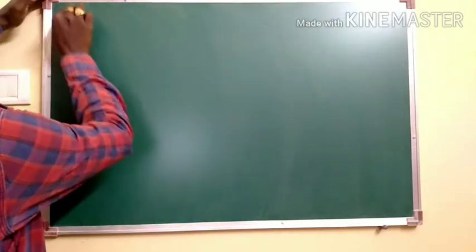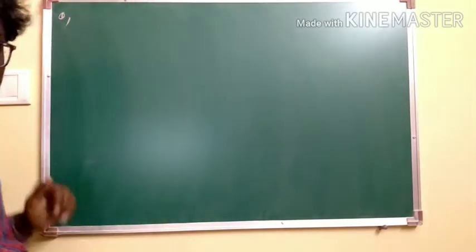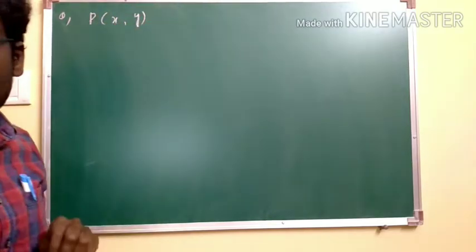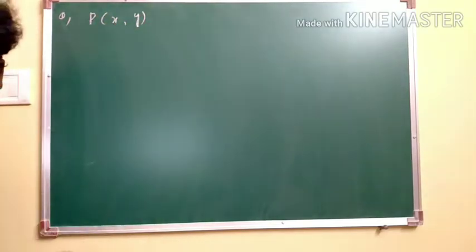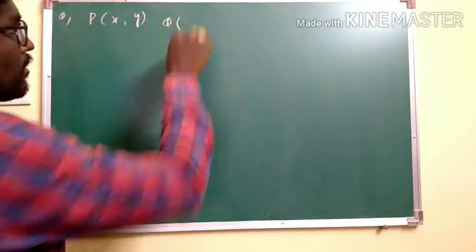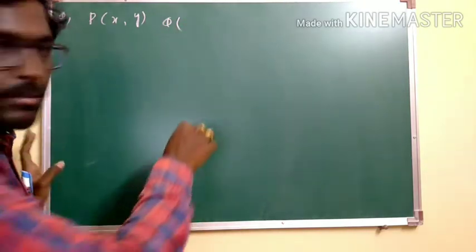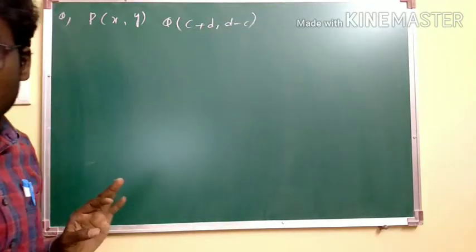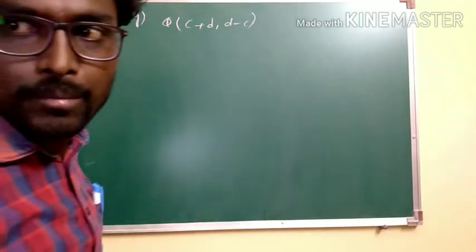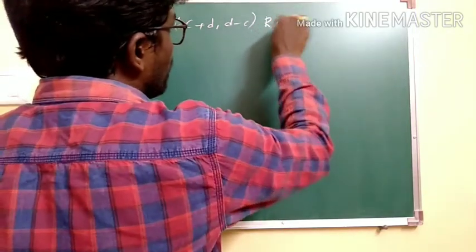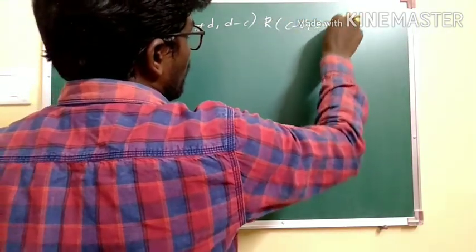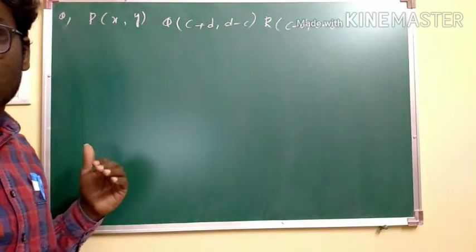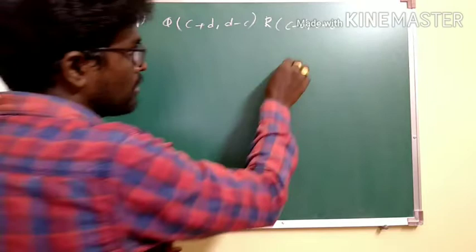The point P(x, y) is equidistant from the points Q(c + d, d - c) and R(c - d, c + d). Then we are given some options.